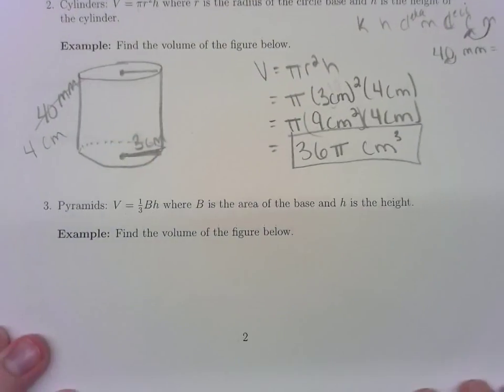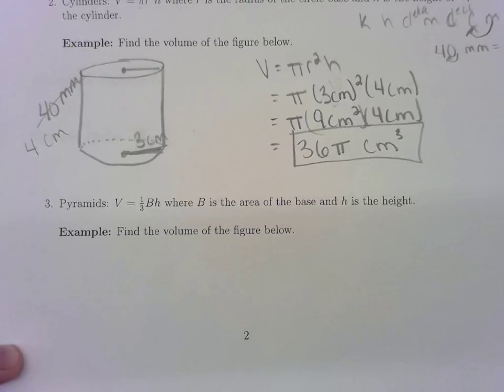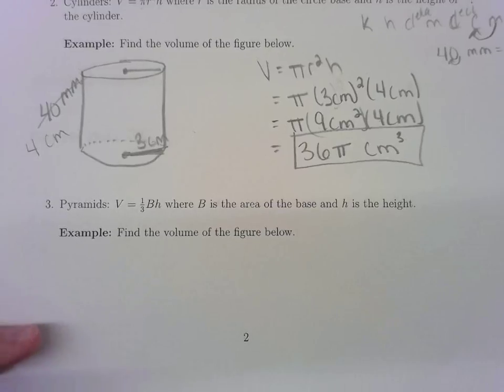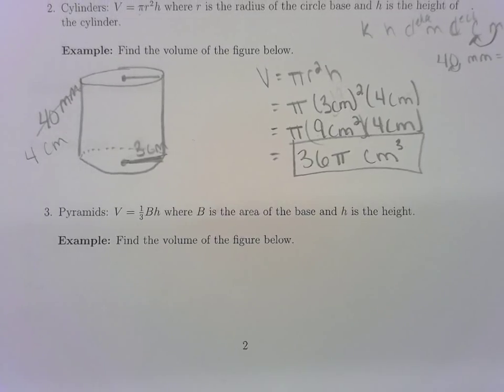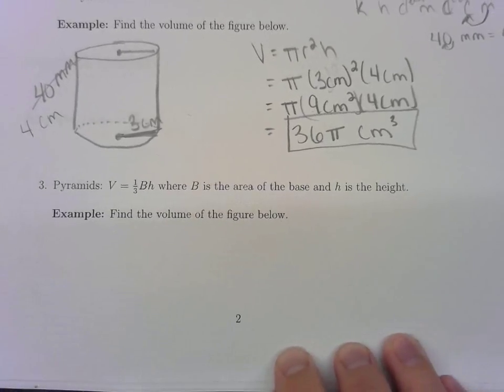Okay, bottom of page 2, we're going to move on to pyramids. For pyramids, we have volume equals 1/3 base times height. It says where B is the area of the base and H is the height. Okay, so be careful with these. The B is going to be the area of your base. Okay, so you'll be able to figure this one out.